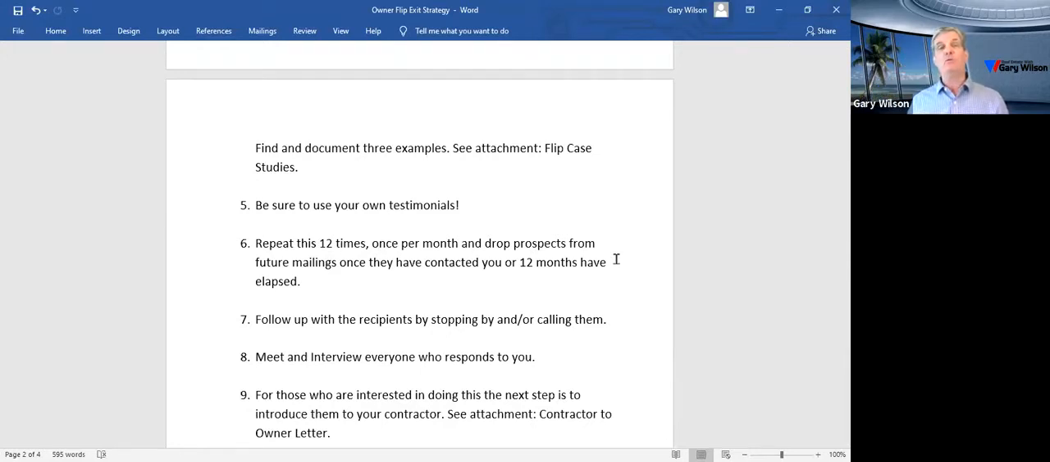Typically, in most cases, it's going to be the third letter. It could be the 12th letter. It could be the 9th letter. But the point is, statistically speaking, letters 2, 3, and 4 generally get the highest response rates. People just need time to think about it.